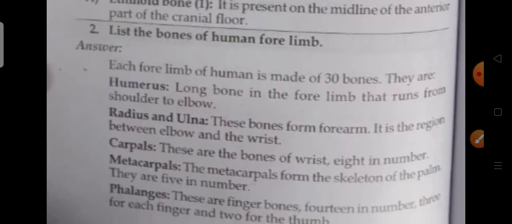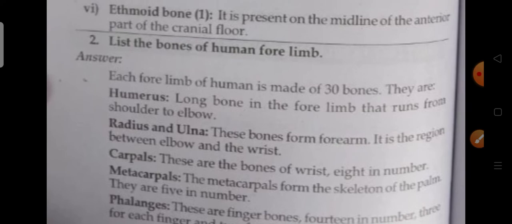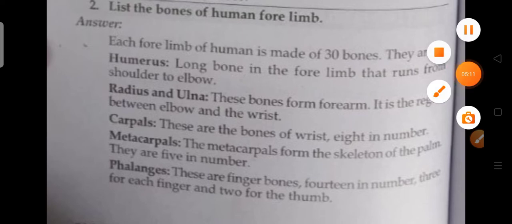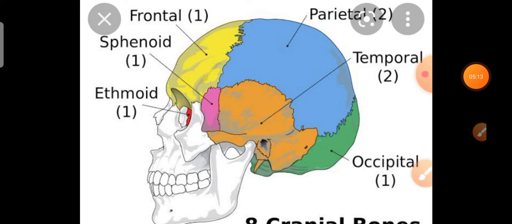It's clear. So next, coming to list the bones of the human forelimb. Each forelimb of human is made up of 30 bones. So they are humerus. Okay, the first question we had already discussed, no?